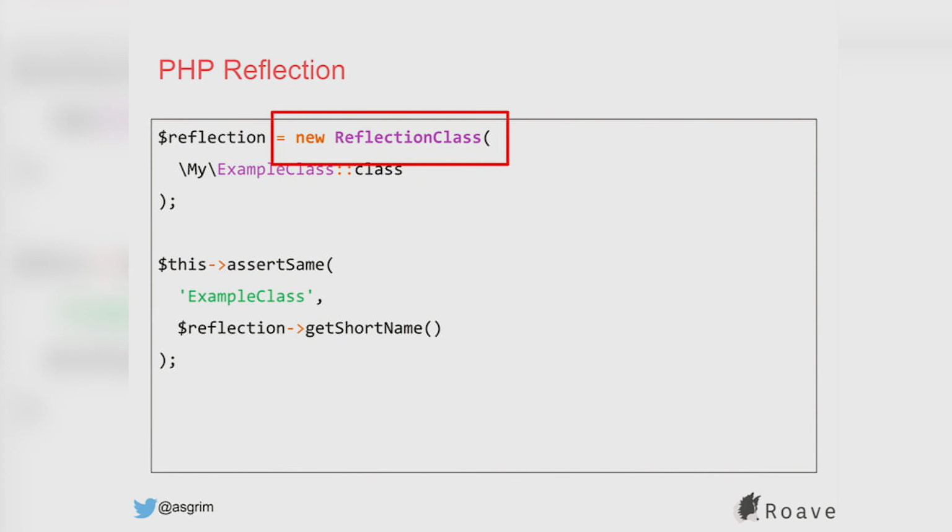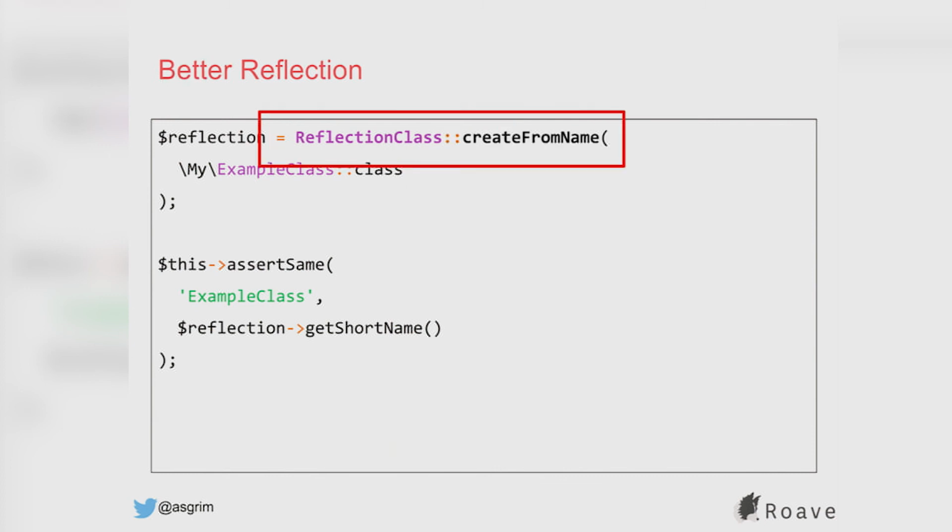The core reflection API looks like this. We've tried to keep Better Reflection as close as possible. Of course, as the name suggests, we hope that it works both with core reflection as well. So you give it the name of the class, very straightforward. Better Reflection is the same, except you call this static constructor called createFromName. Under the hood of this is where it starts to get interesting.